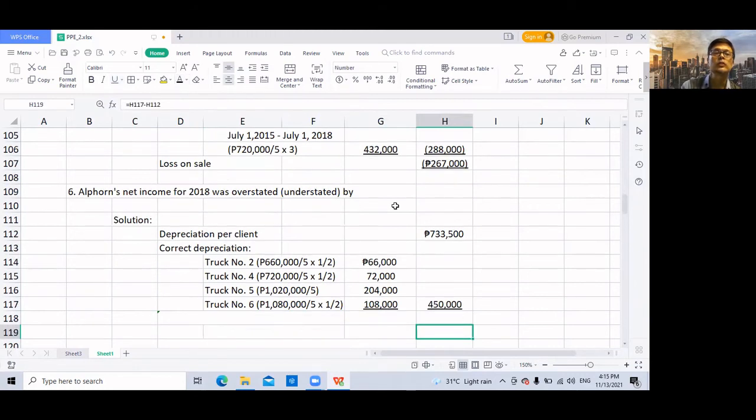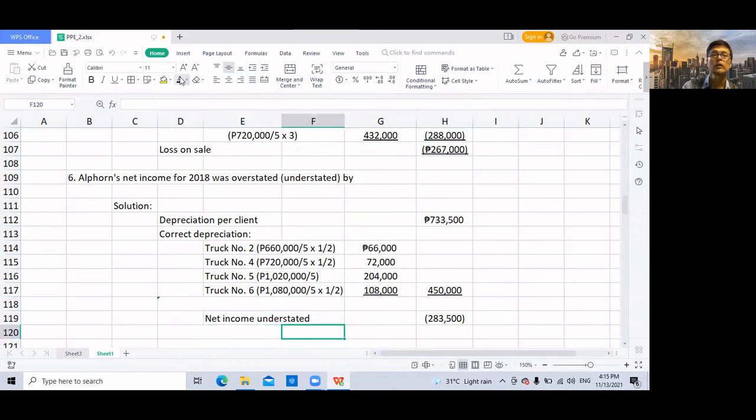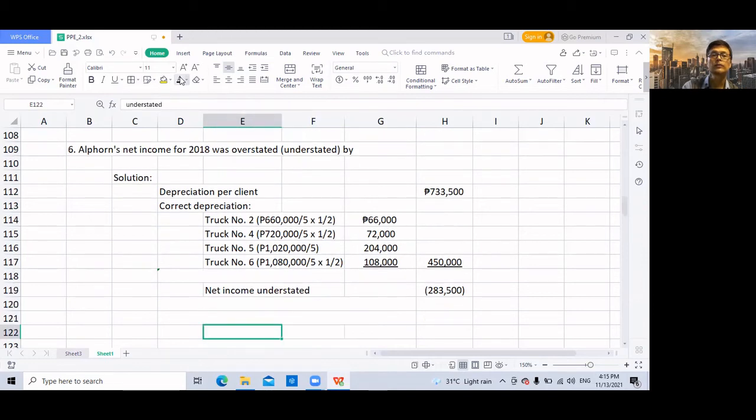So for a total of 450,000. And so you just get the difference. So that's about 283,500, which is an understatement din sa net income. Kasi again, mas malaki yung naka-record kaysa dun sa tamang depreciation. Sabihin, nabawasan yung kanyang net income by that much. Okay? So, comparison lang yan, no?